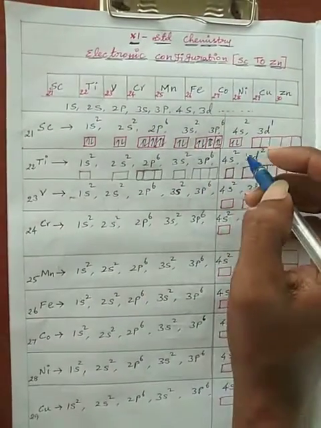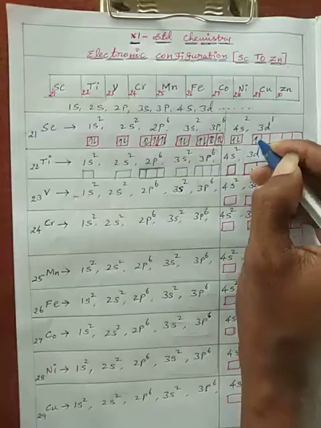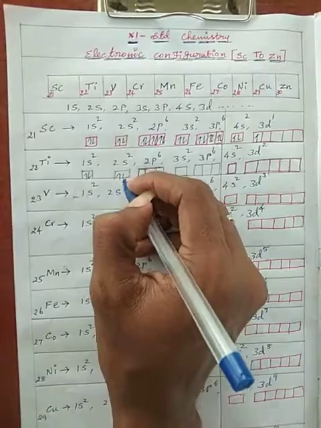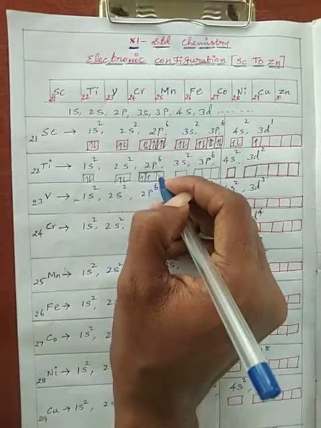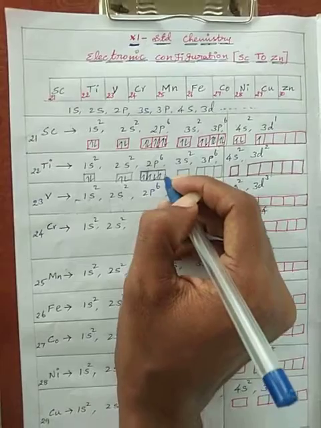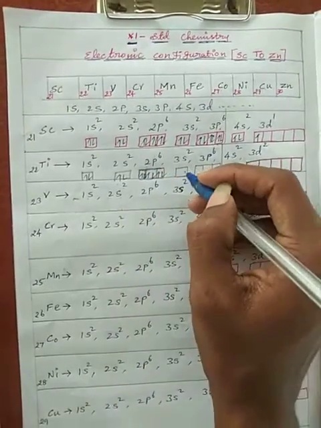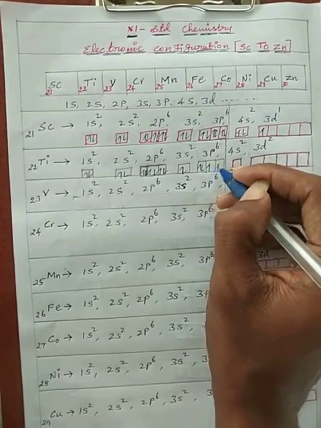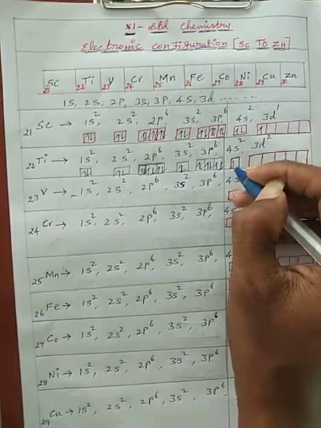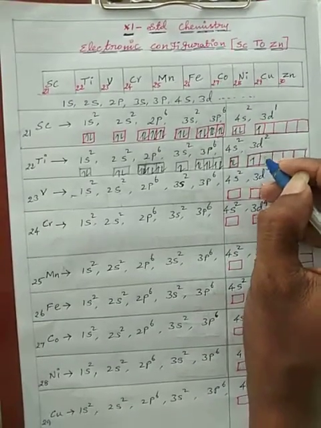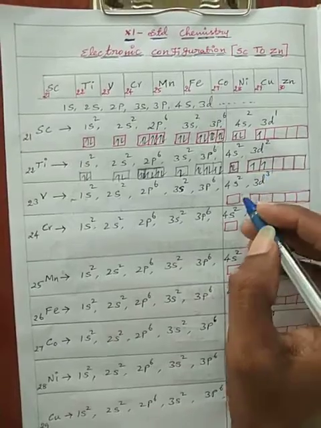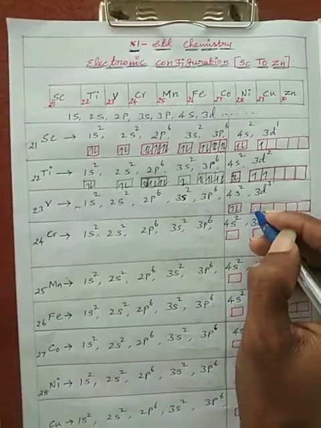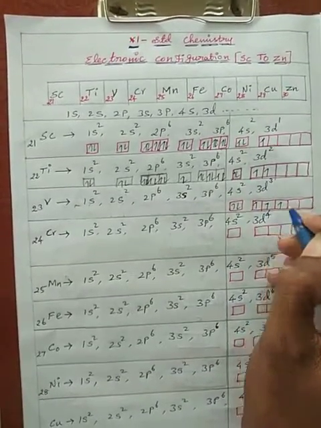Next come the variations in the 3d orbitals, starting with 3d1. Next titanium: the remaining are the same, completely filled up to 3p6, and 4s2 is completely filled. 3d2 is worked out first with clockwise arrows, and the rest remain the same, with 4s2 completely filled.